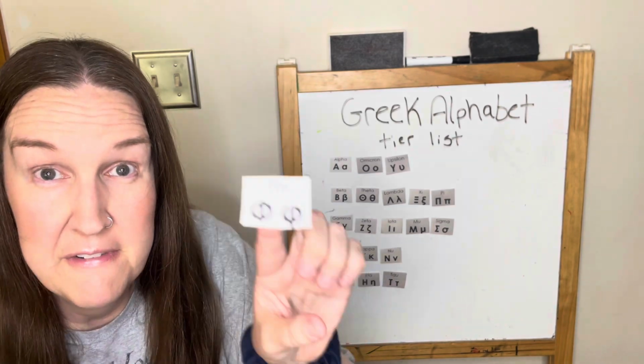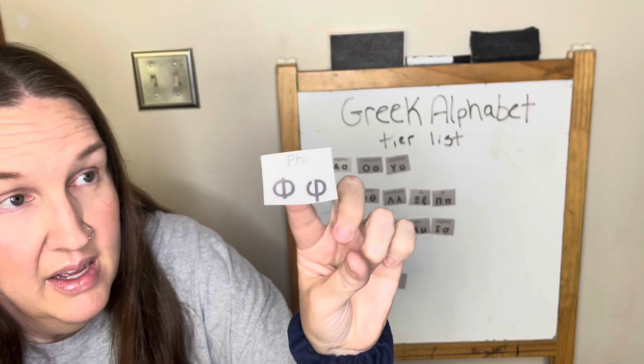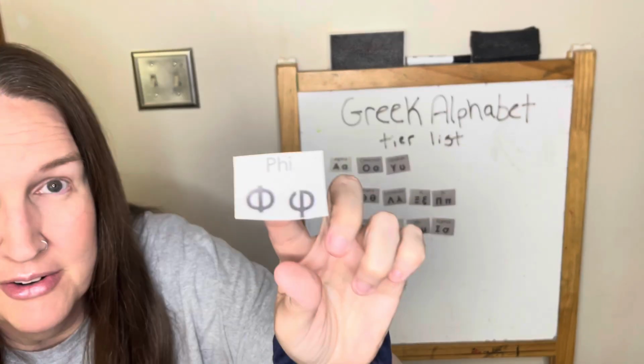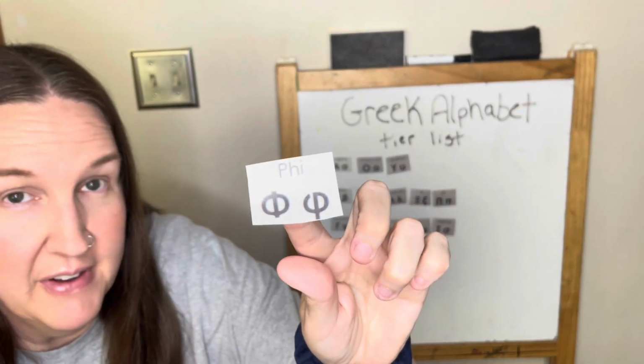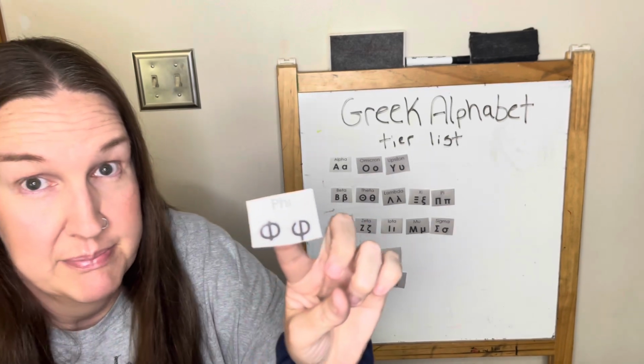Okay, our next one is Phi. So Phi, I like the symbol on this. I don't know. I really like the way that this looks. Phi. It's not blowing my mind, but I'm going to put it in the beta because of the symbol.